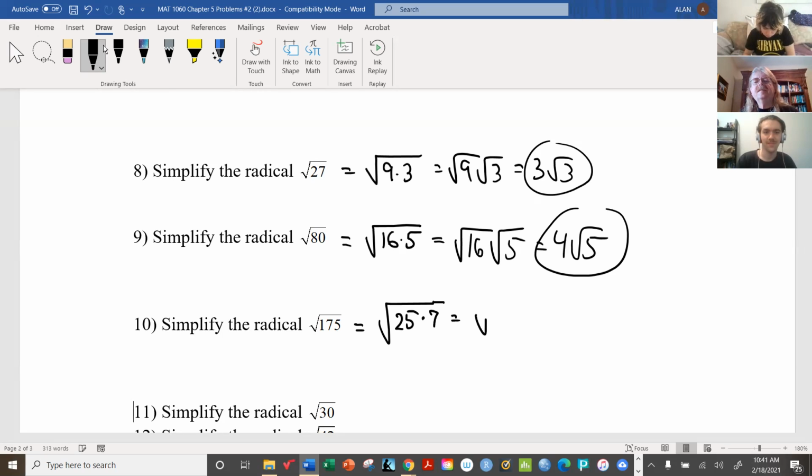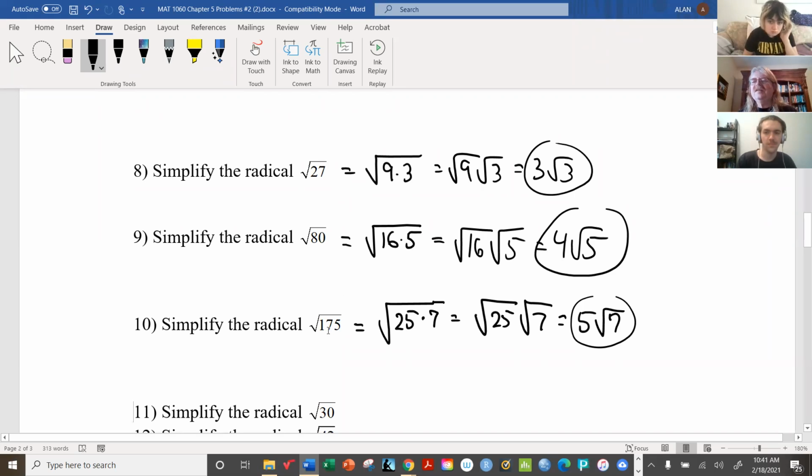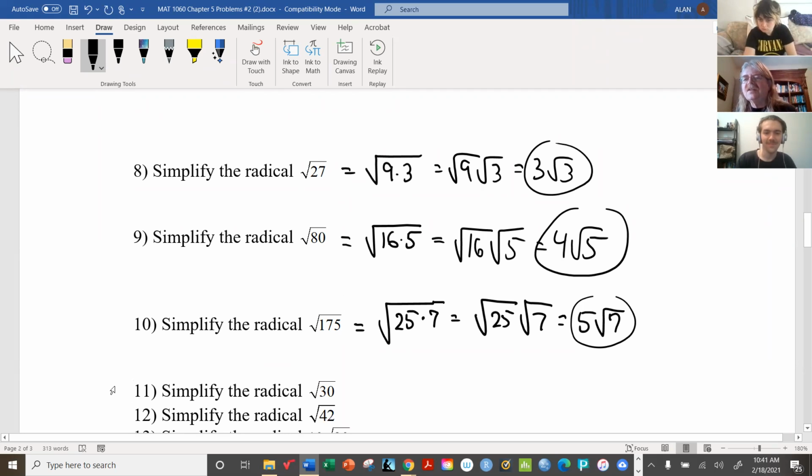All right. So we end up with 5 radical 7. Of course, we can't go any further because 7 is a prime number. All right. So you all recognize that right away, 25 times 7? Good. That's good to know. But sometimes it's not so obvious, is it?